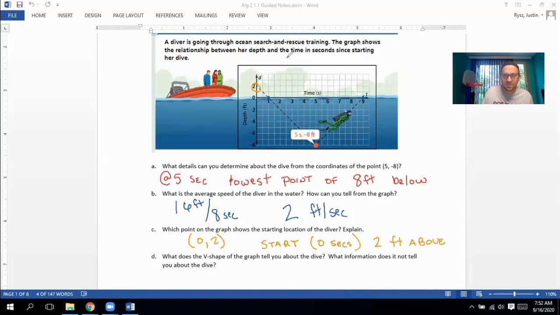All right, next question here. What does the V shape tell you about the dive? What information does it not? So if we look at the V shape, it goes down and then up.